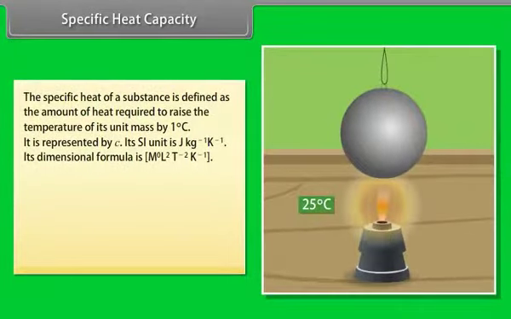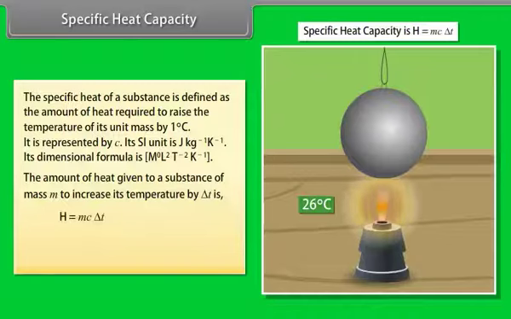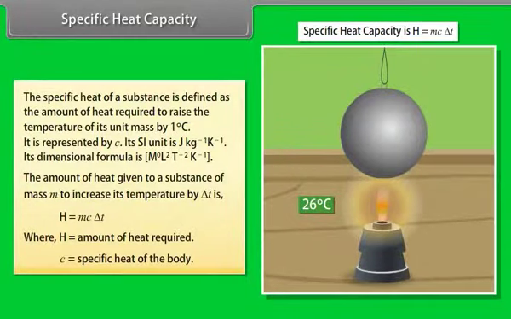Specific heat capacity. The specific heat of a substance is defined as the amount of heat required to raise the temperature of its unit mass by 1 degree Celsius. It is represented by C. Its SI unit is joule per kilogram per Kelvin. Its dimensional formula is M to the power 0, L squared, T to the power minus 2, K to the power minus 1. The amount of heat given to a substance of mass m to increase its temperature by delta T is H equal to m c delta T, where H is the amount of heat required and C is the specific heat of the body.